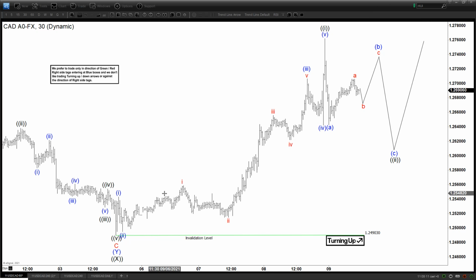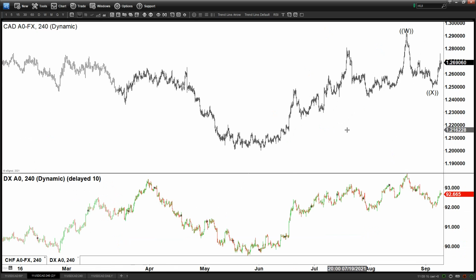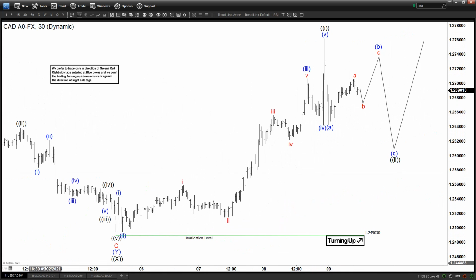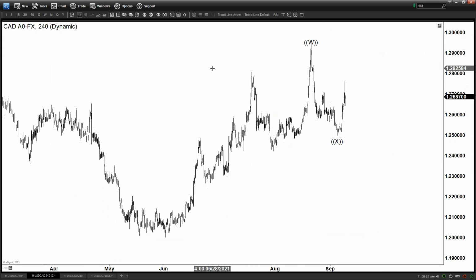Now zooming out to get a little bit of context on where we are. This is a 4-hour chart here. So this is the X that we saw here in the 30 minutes chart. So that means this is our W. And what we are looking at here is a cycle that started from June 2nd, right?